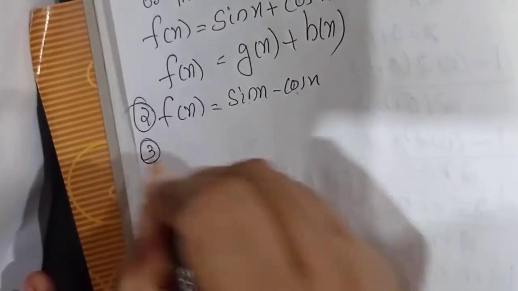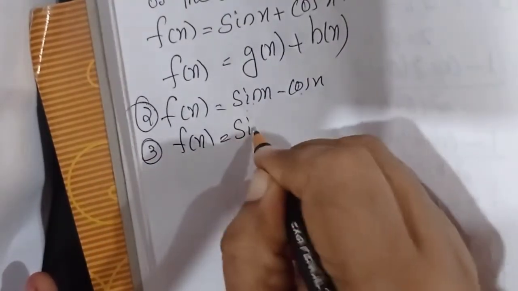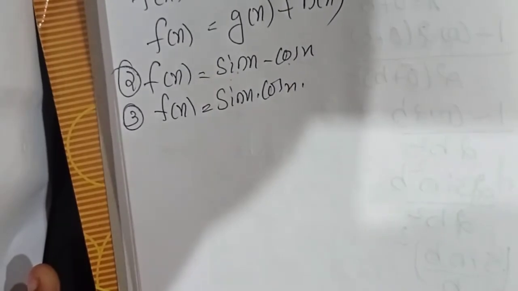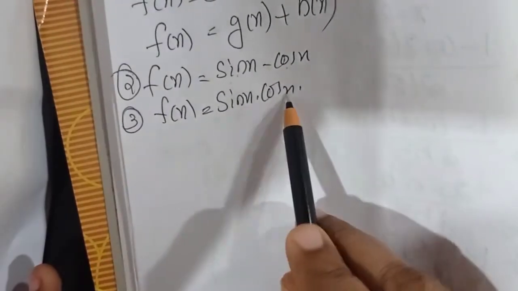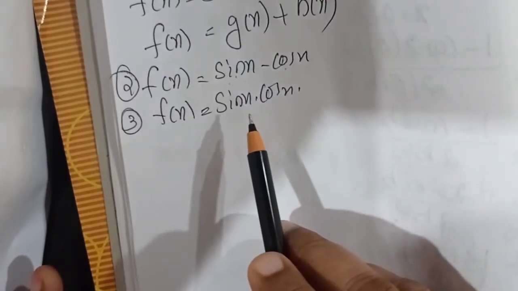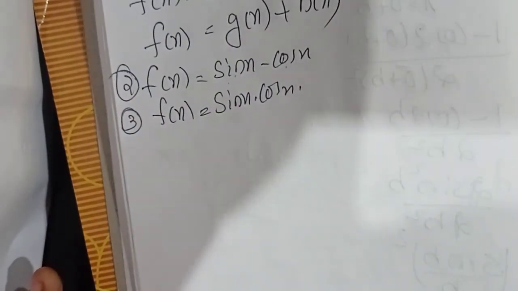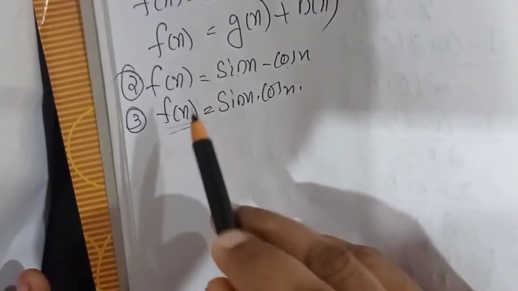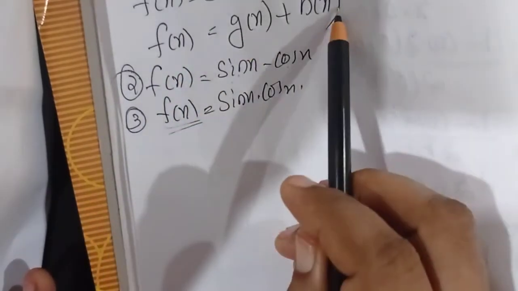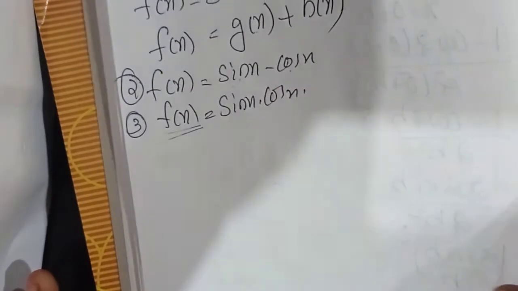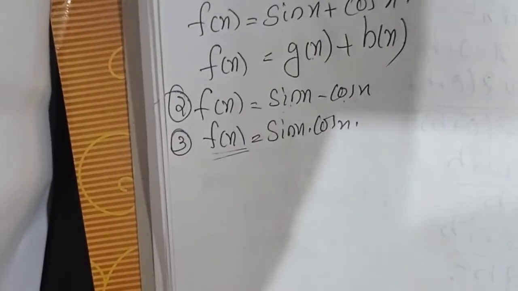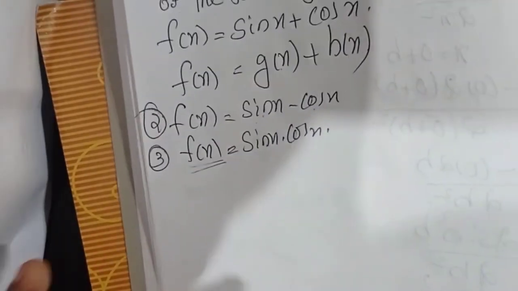Then one more question, third one, f(x) equal to sin x into cos x. Here also the same step. Sin x is a continuous function, cos x is a continuous function. Being product of continuous functions, f is continuous function. In all these three cases, sum of continuous functions is continuous, difference of continuous functions is continuous, and the product of continuous functions is continuous.